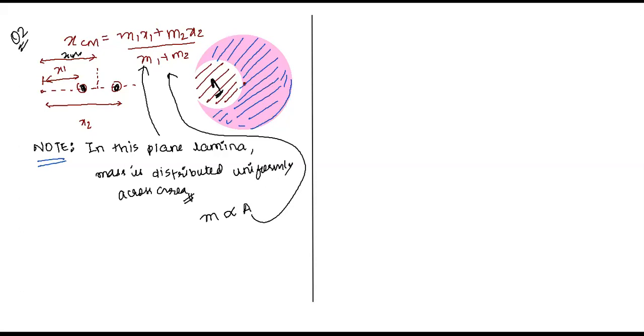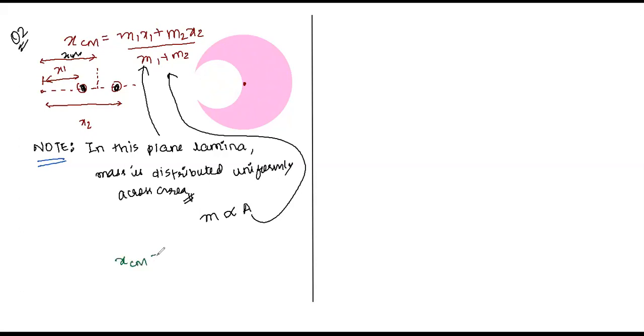No, sir. So the easy way to solve this question is, instead of writing a plus sign, just replace it by a minus sign. So you'll have xcm is equal to (A x1 minus small a x2) whole by (A minus small a). Where what is small a? Area of the smaller disk, whereas capital A is the area of the total larger disk. Are we now clear?